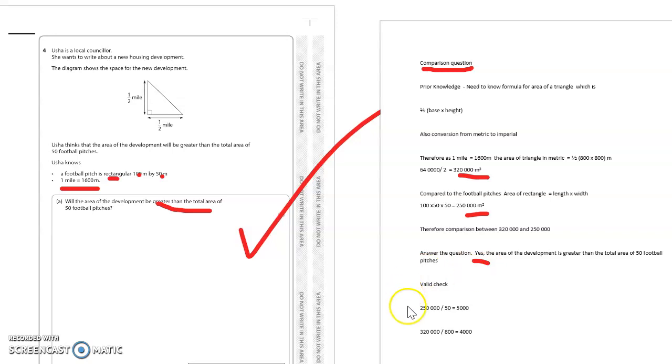It's also asking us for a valid check, so an inverse calculation, which you can pick out of these. 250,000, we'll check that by dividing by the amount 50, and we get 5,000, which should be this figure, and it is. So again, whatever numbers you choose to do inverse, it should make sense. Okay, so there's the explanation of those 3 questions.